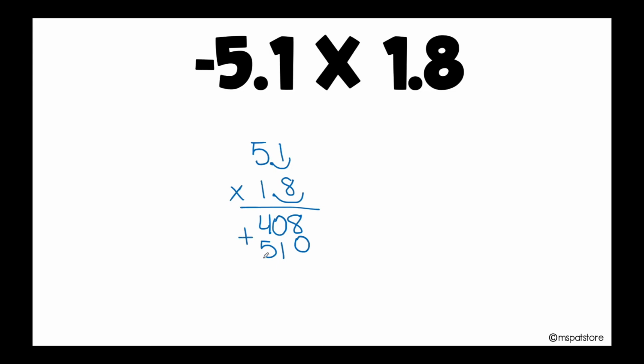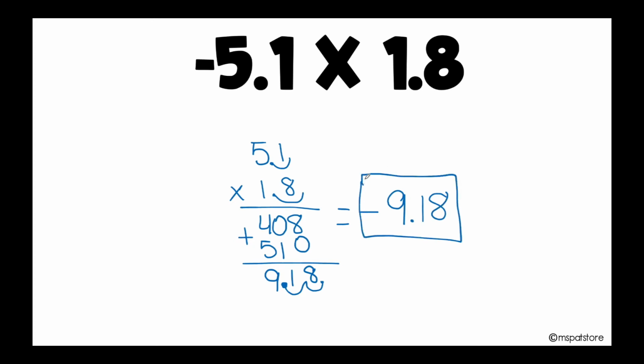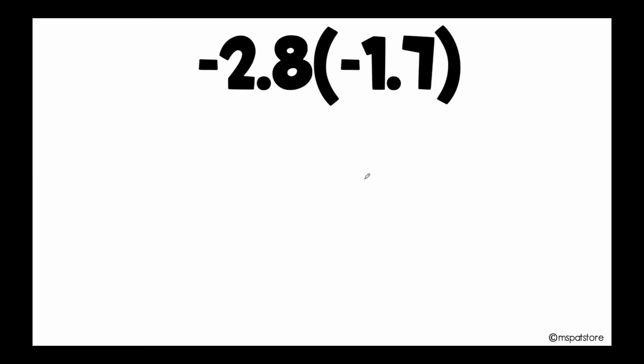Now I'm ready to add them. 8 plus 0 is 8. 0 plus 1 is 1. And 4 plus 5 is 9. Now, as I shifted my decimal point 2 spaces in total, now I'm going to bring it out 2 spaces. Invisible decimal point is at the end, and now I do 1 and 2 spaces. So my answer has to be, remember, different signs, negative. So negative 9 and 18/100. This is my final answer. Pause the video and try to do this multiplication by yourself.